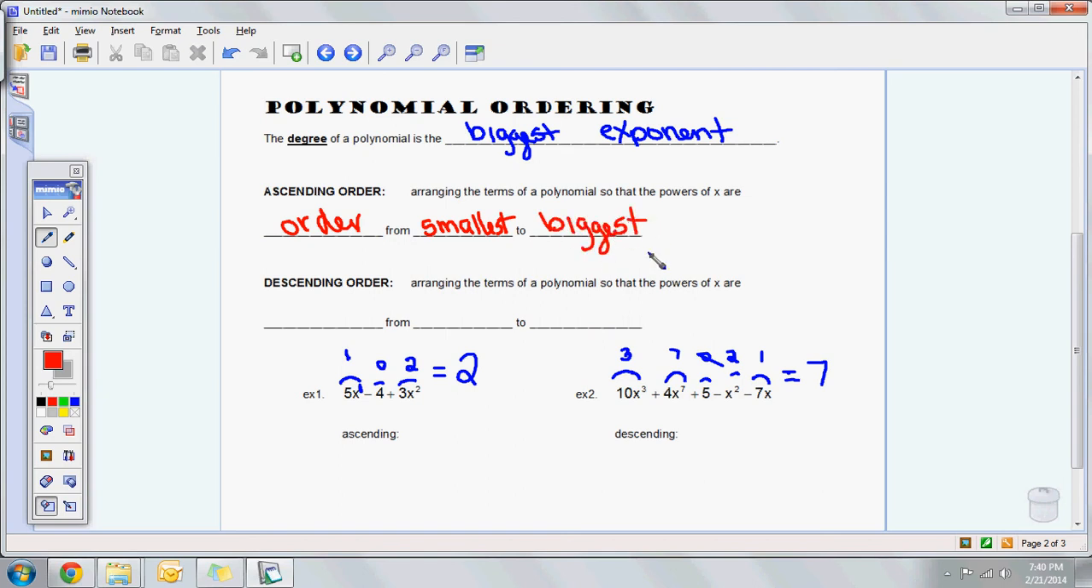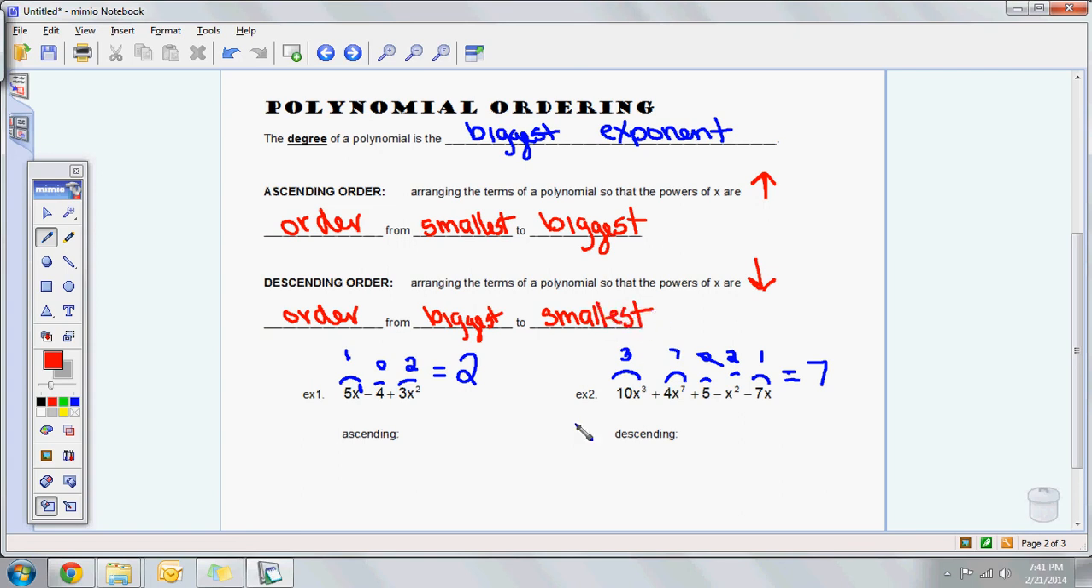Descending is like you're going down a hill. So ascending is going up, descending is down. So you're going to order from biggest to smallest. And when I say biggest to smallest, smallest to biggest, I'm talking about exponents, so the degrees of the terms.